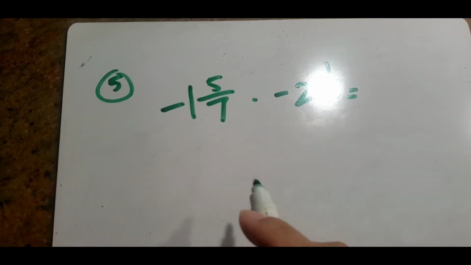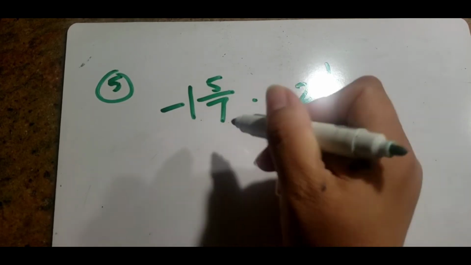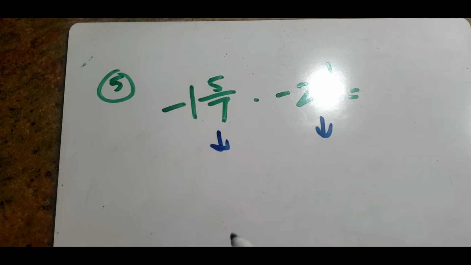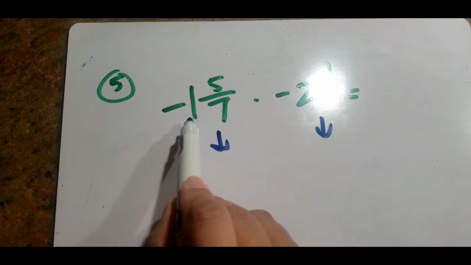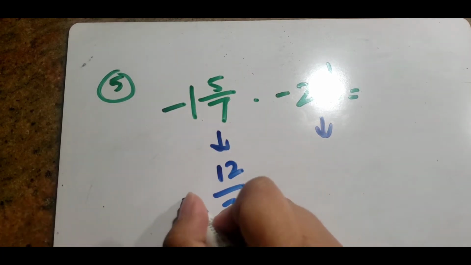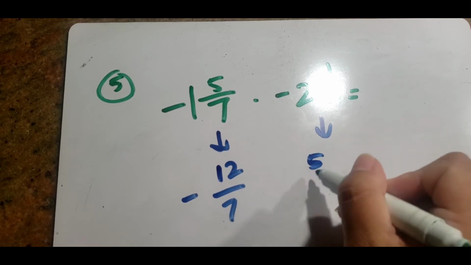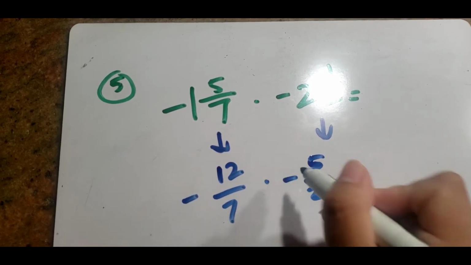Okay, the next one that I'm going to do with you is, again, 2 mixed numbers. So the first thing I'm going to do is rewrite them into improper fractions. So 7 times 1 is 7, plus 5 is 12. So 12/7, and again, we keep the negative sign. 2 times 2 is 4, plus 1 is 5, 5/2, and we keep the negative sign.